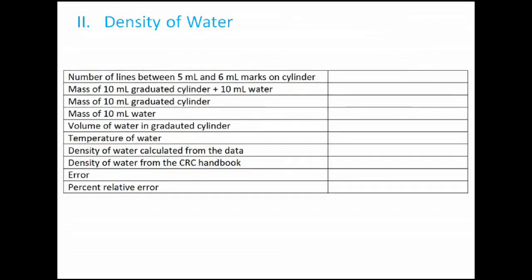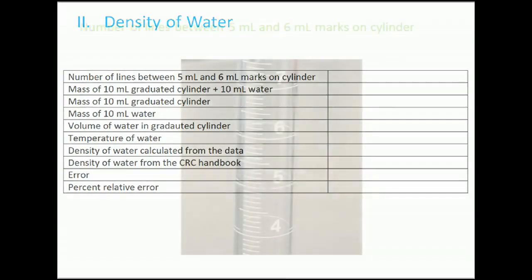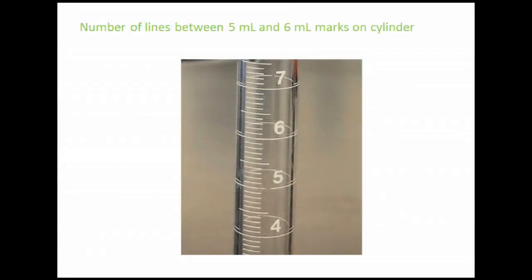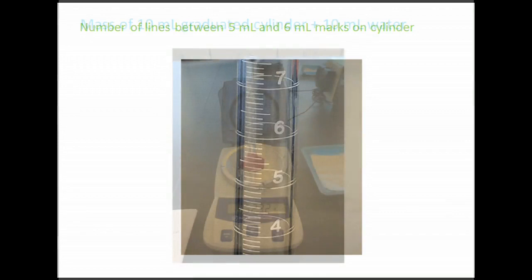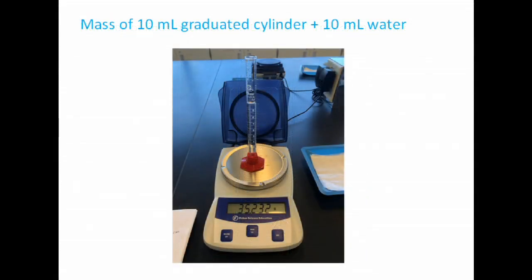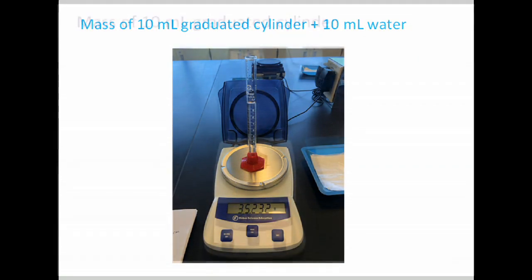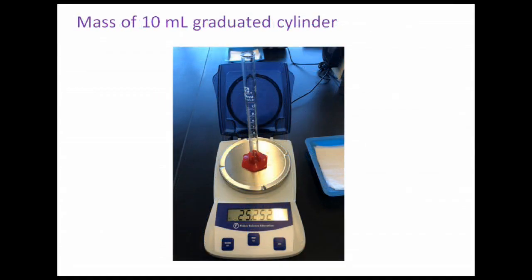Next, we are going to fill in this table, which is going to give the density of water. You may pause the video at each slide to record your answers. First, you will record the number of lines between 5 milliliter and 6 milliliter mark on the graduated cylinder. Next line, you need to record the mass of the 10 milliliter graduated cylinder plus 10 milliliter of water. Next, you will record the mass of the 10 milliliter graduated cylinder without the water.